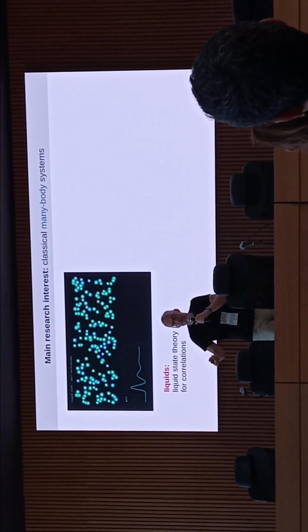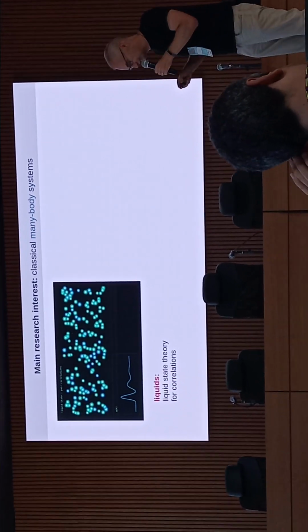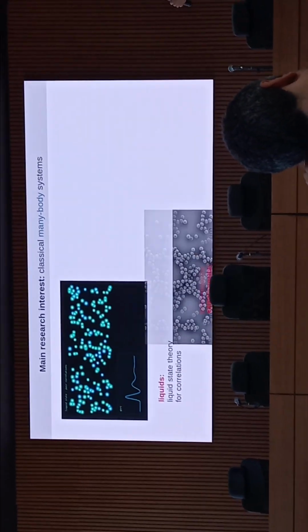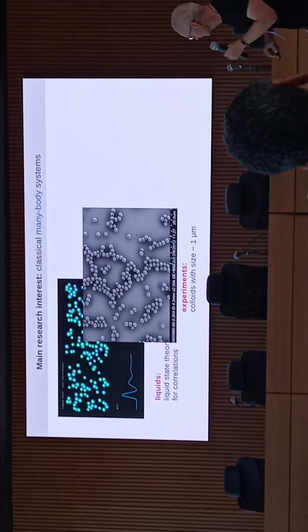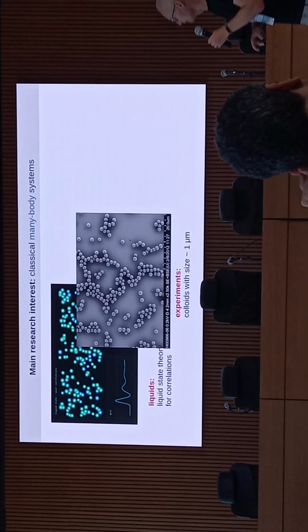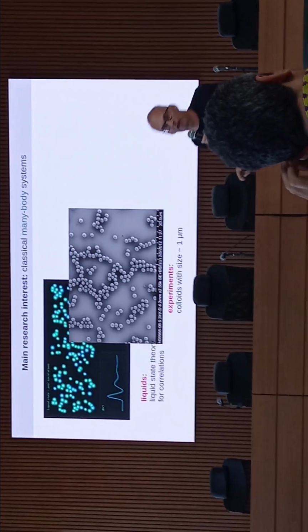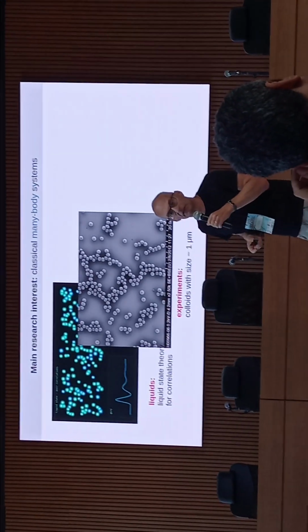This is a typical liquid state pair correlation function. It's the probability to find a second particle at a certain distance from the first particle, and it has these strong oscillations due to layering. It's actually not easy to have quantitative theories about that. So in my group, we also do experiments, and we usually experiment with colloids of the size of 1 micrometer.